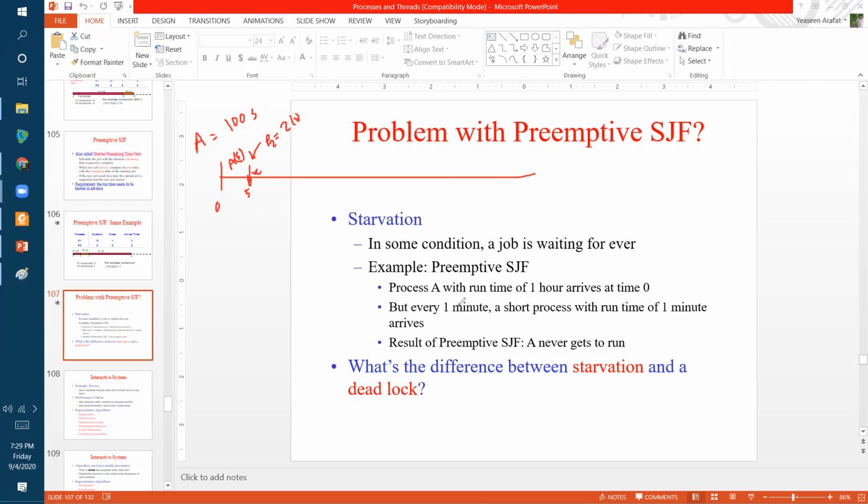But every 2 seconds a short process with a runtime of 2 seconds arrives. The result of preemption is that A never gets to run.